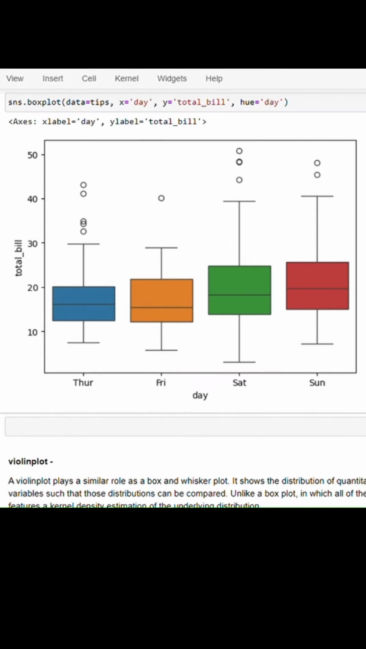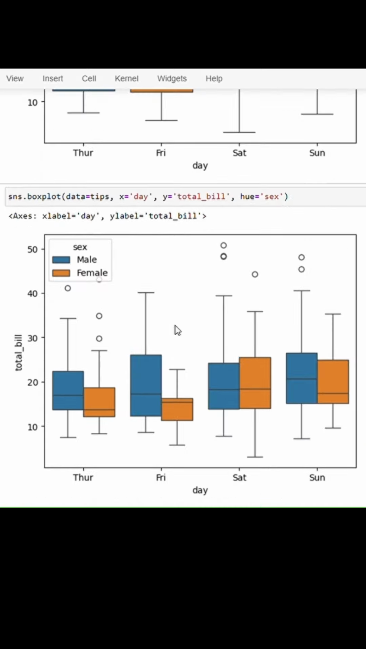Now let's say you want to use another category along with this graph itself, so you can do that. On X we have this day data, on Y we have total bill, and now you want to separate the data for the sex category as well, so we can do that here. So here we have blue for male and orange for female, and for each day, for each category, we will get a separate distribution for males and for females.